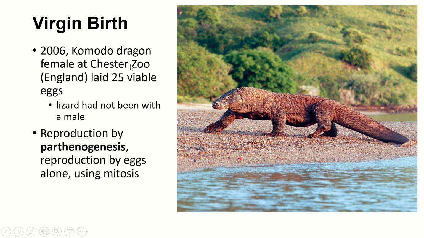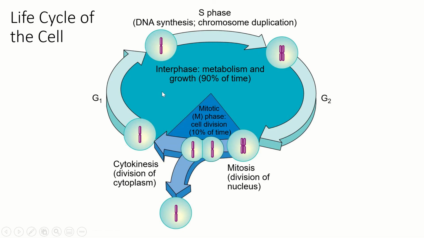So this happened in 2006. A Komodo dragon, which is a giant lizard native to Indonesia, laid a whole nest of viable eggs, even though she had never been with a male. And there are other species of lizards that primarily reproduce by parthenogenesis. This is not something that mammals can do. There is no mammal that can do parthenogenesis.